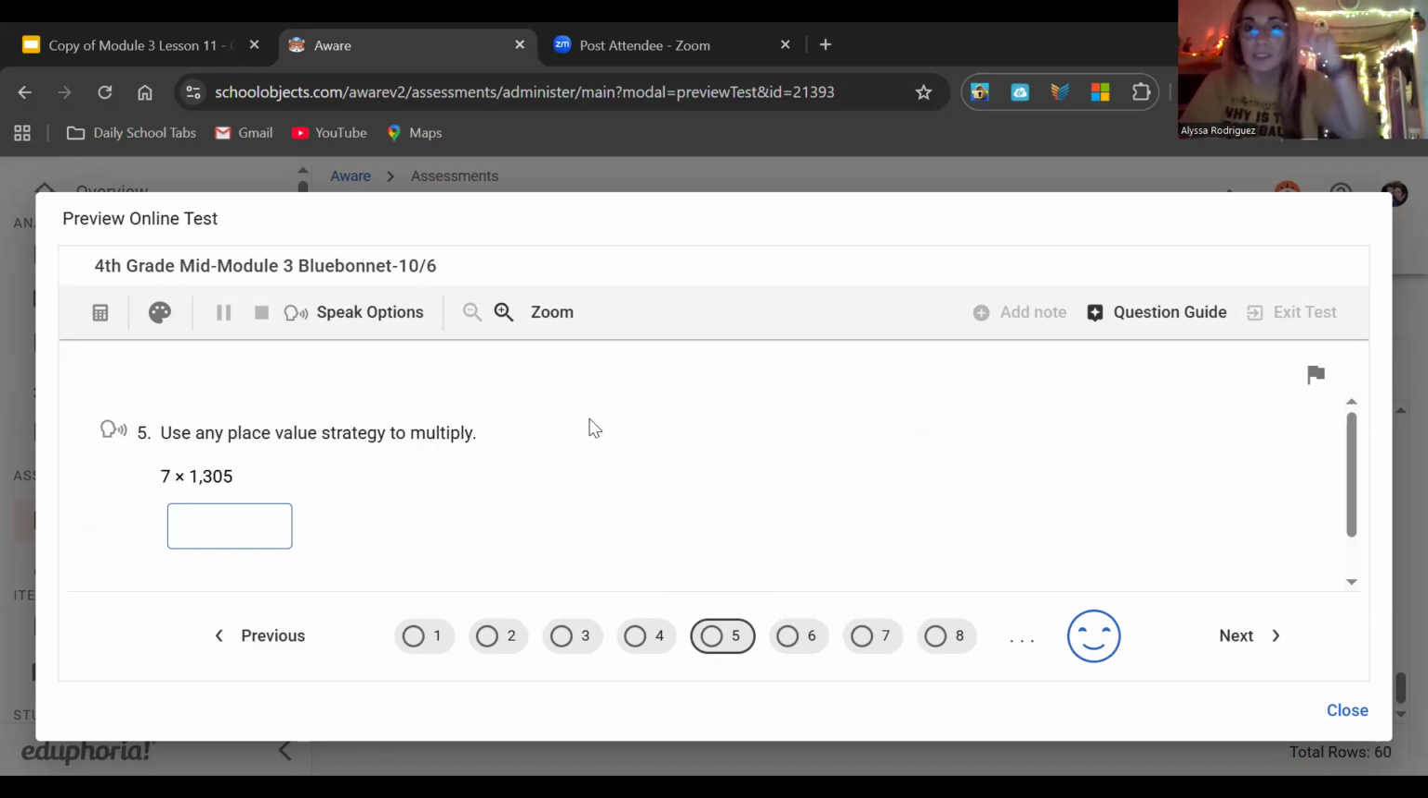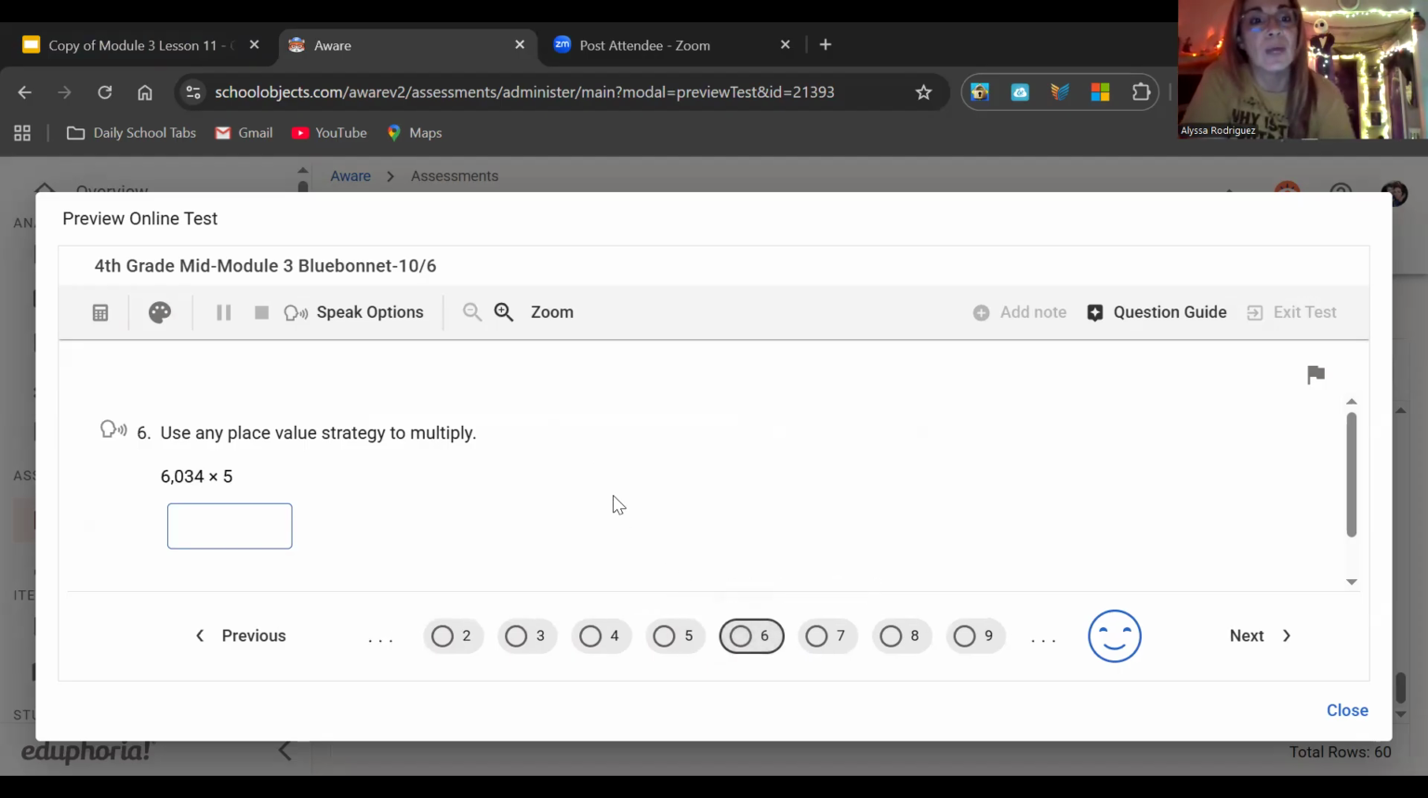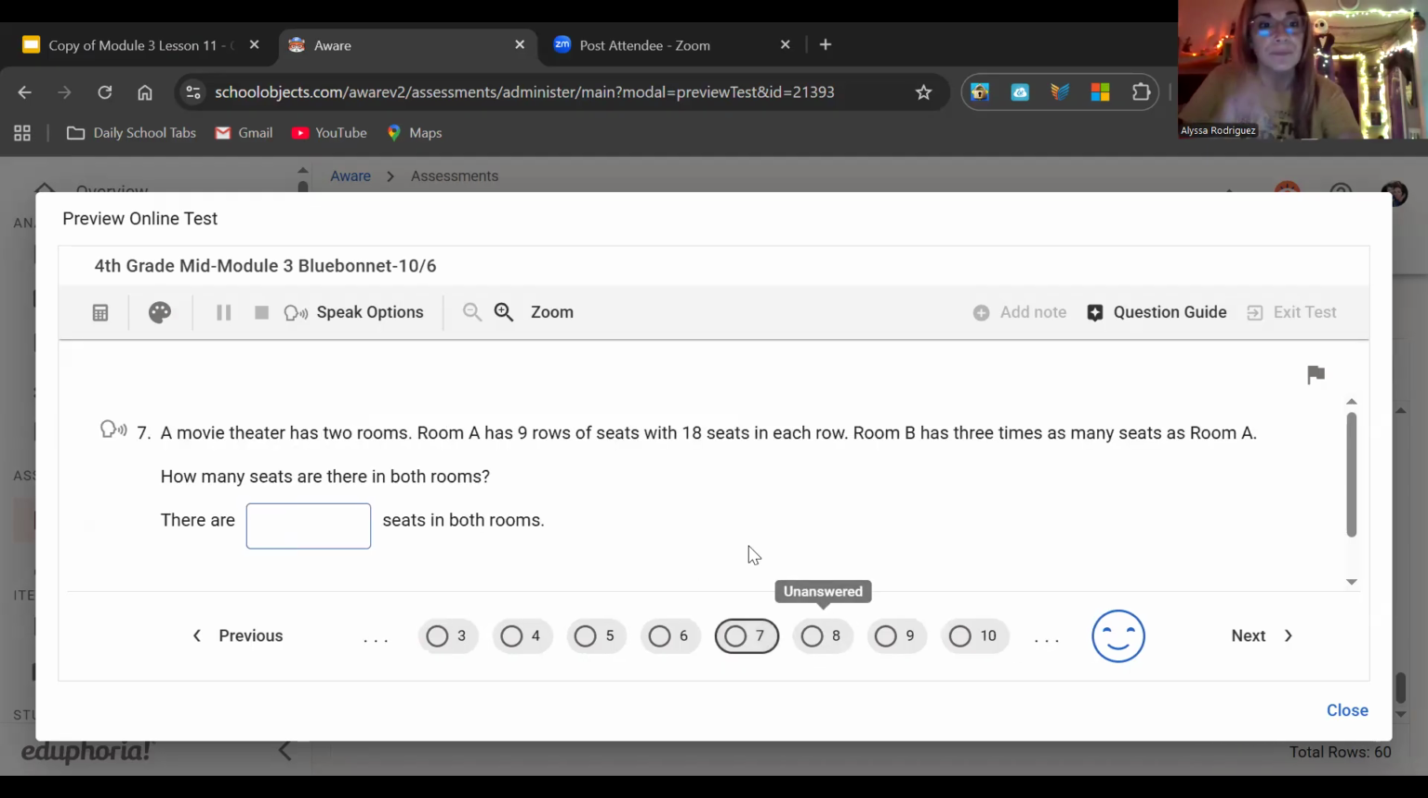Remember when we did the hundreds, tens, ones, and you did the little circles? You can do that as well if that's going to help you answer the question. Then you have 6,034 times 5. Same thing. You can do that, multiply, get your answer. As you can see the pattern, all we're doing is multiplying.